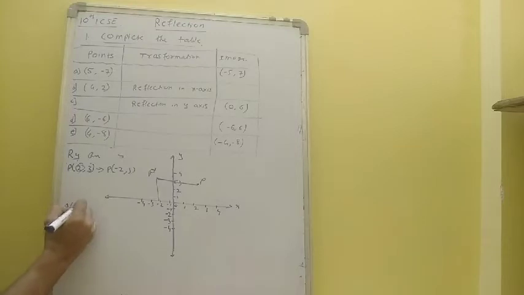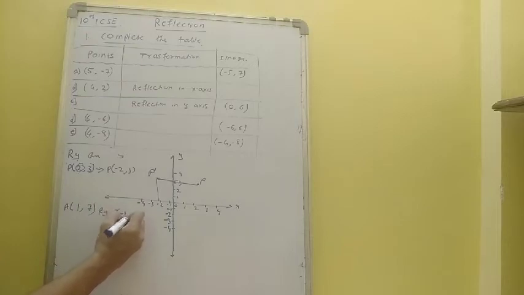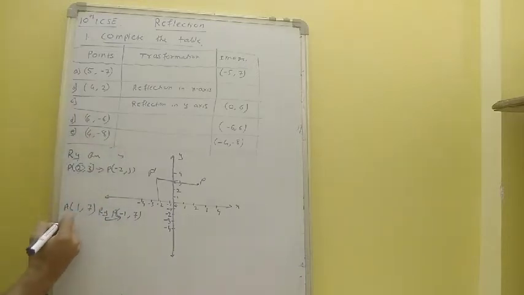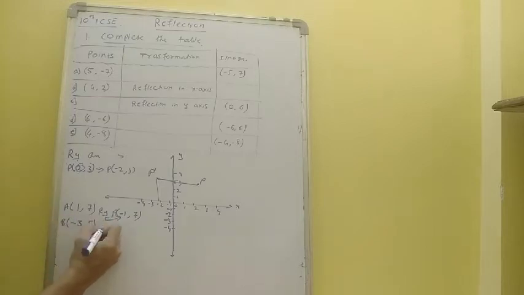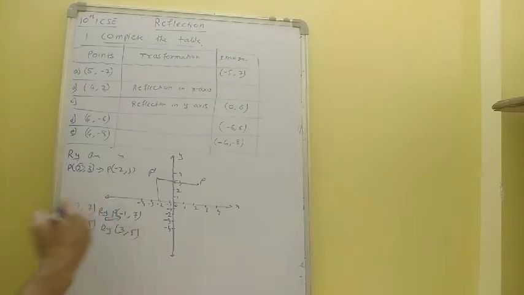Suppose I have a point 1, 7, and if I am reflecting in y-axis, its coordinate will be minus 1, 7. If I am reflecting in y-axis, x will change. If I am reflecting in x-axis, y will change. Suppose I have a point minus 3, 5. Reflecting in y-axis, minus 3 will become 3, so it is 3, 5. Okay, so this was a reflection in y-axis.